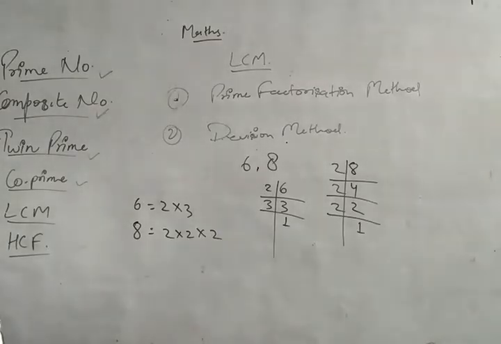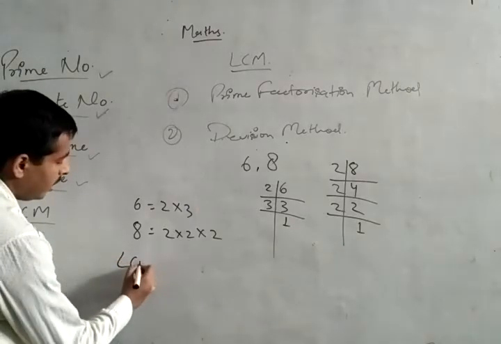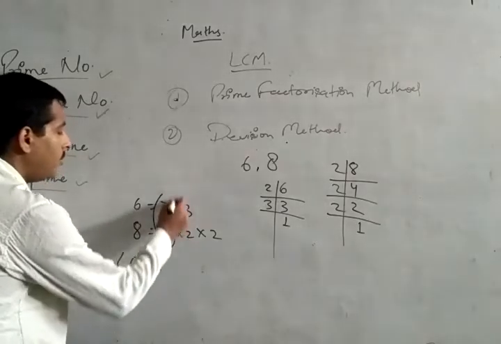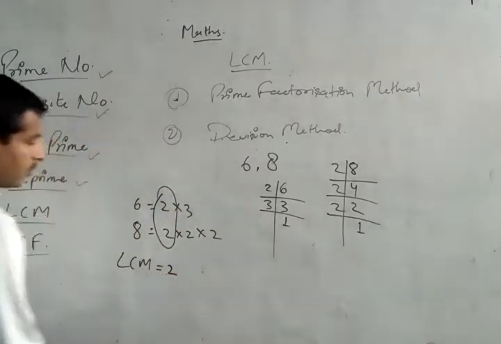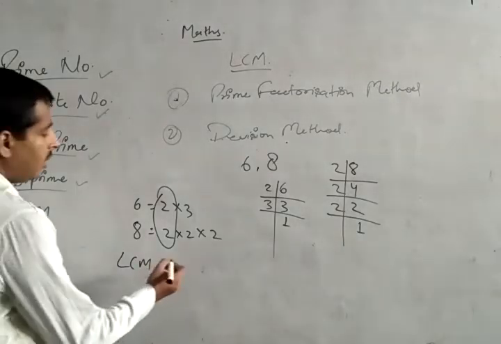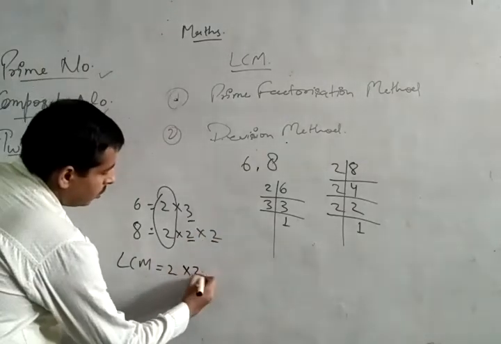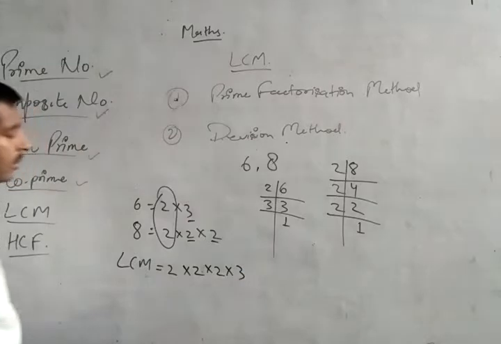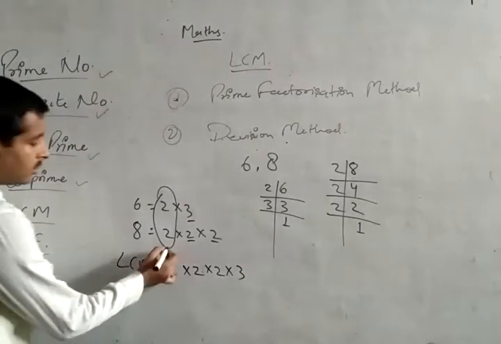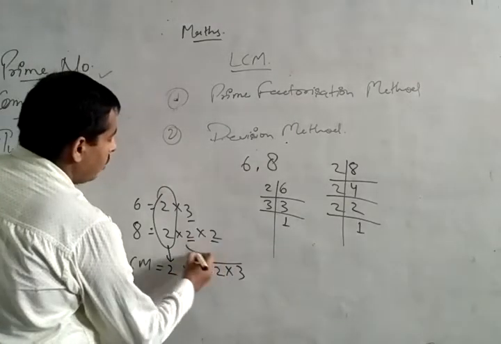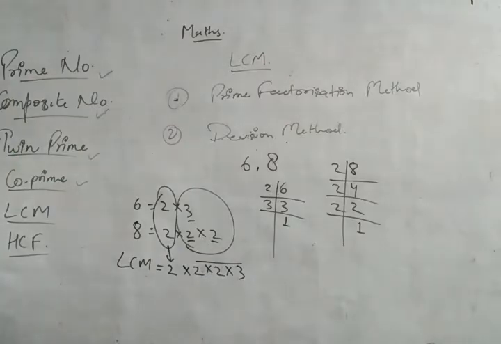Now what do we have to do? We have to write here LCM is equal to, then write down the common numbers once only, means 2. Then those numbers which are not common, we have to write individually, means 2 into 2 into 3. This 2 came from the common numbers and the rest of these numbers came from the other numbers which are individually single, which are not in pair or not found in both the series.